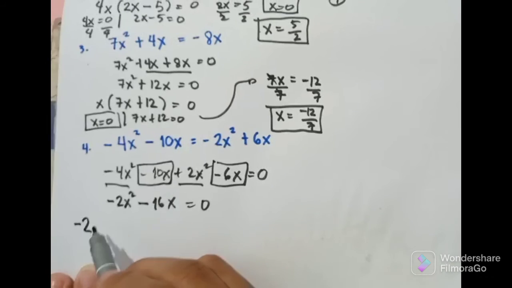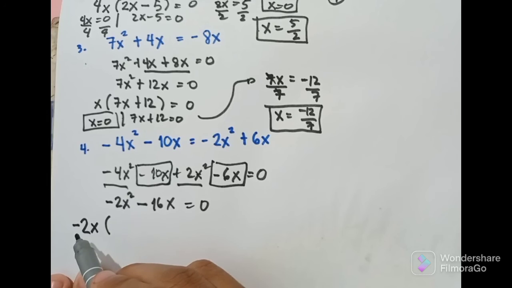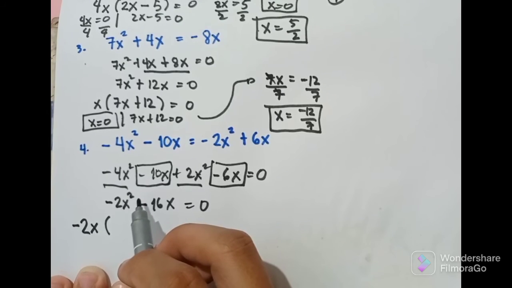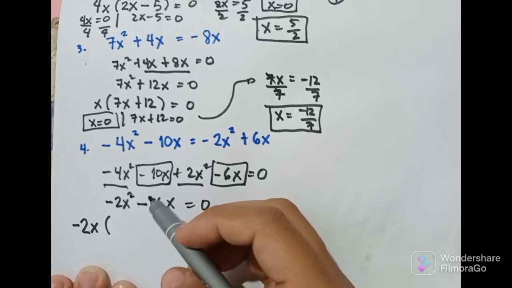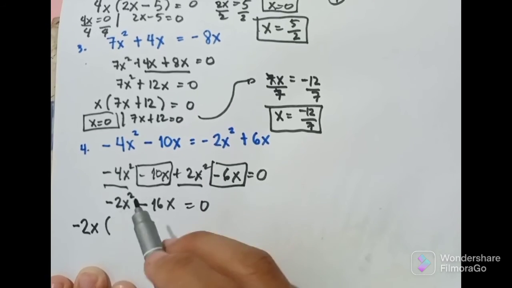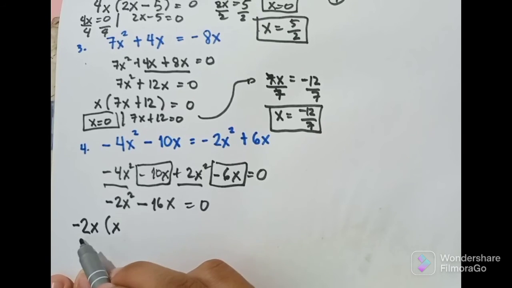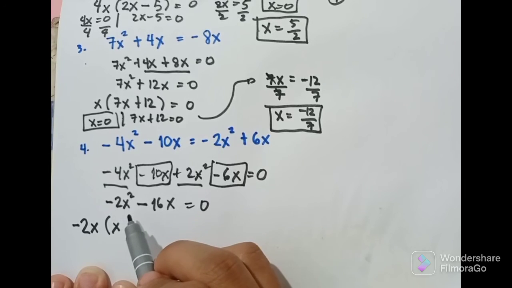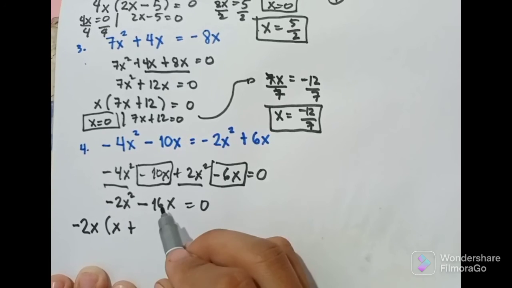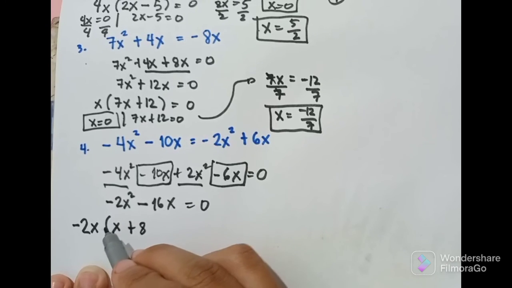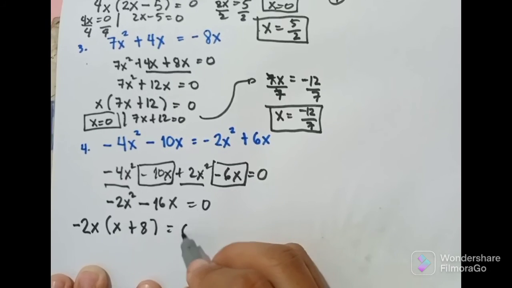So, x squared saka x, so that is still x. So, negative 2 divided by negative 2, so magiging positive. Kasi pag nagdi-divide tayo, kapag like sign, magiging positive. So, negative divided by negative, that is positive. X squared divided by x, that is x. So, negative 16 divided by negative 2. So, again, parehas negative. Kapag nagdi-divide, kapag like sign, ang sagot ay positive 8. So, x divided by x, that is 1. So, 8 times 1, that is still 8. And this is equal to 0.